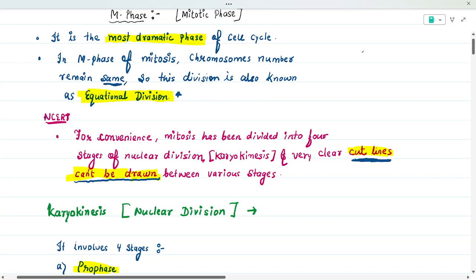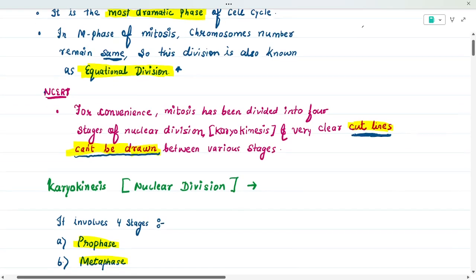Anaphase was the most dramatic phase. In case of mitosis, the number of chromosomes will remain the same, so that's why mitosis is also known as equational division. In mitosis, there are two stages: karyokinesis, where nuclear division will occur, and cytokinesis, where the cytoplasm will divide the parent cell into two daughter cells.